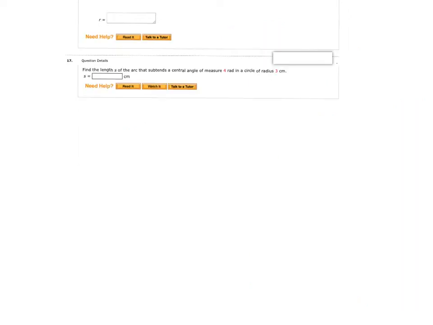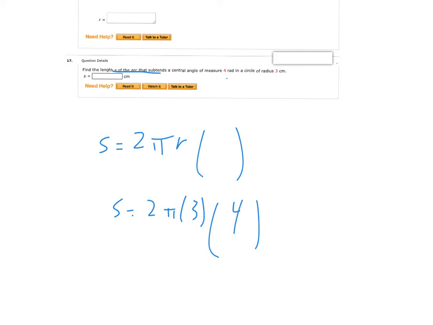All right, next up here for number 17, so it says find the length of an arc. So it's arc length. So remember, arc length is related to circumference. It's 2 pi r, and then we multiply that by whatever fraction of the circle we're looking at. So they are telling me here that my radius is 4. Oh no, the radius is 3, and then I have 4 radians in here. So radians are out of a total of 2 pi. So right away I can cancel out these 2 pi's, and so I just get s equals 12.